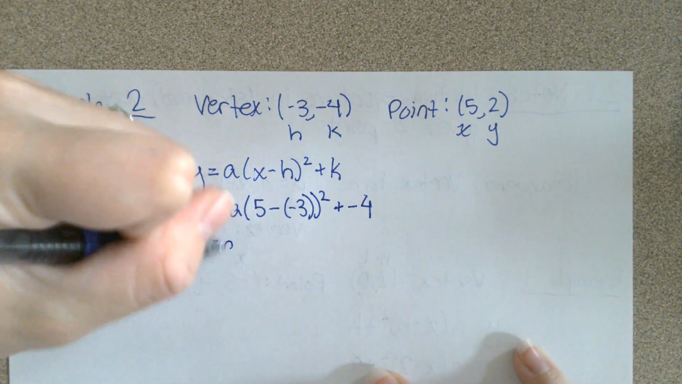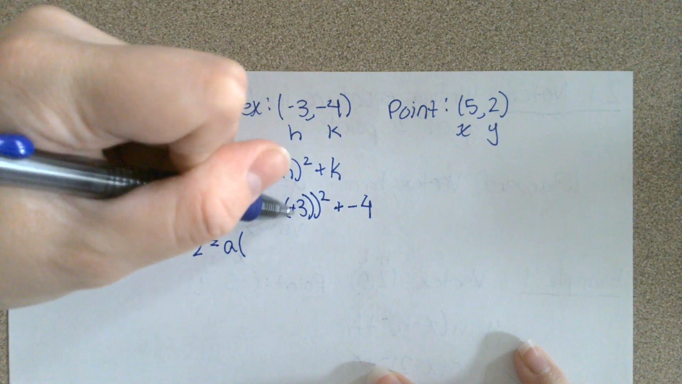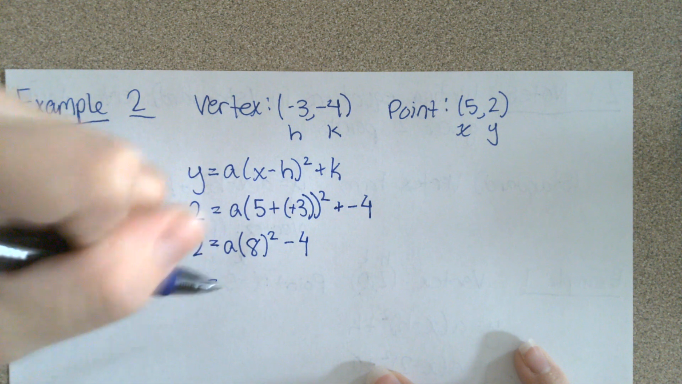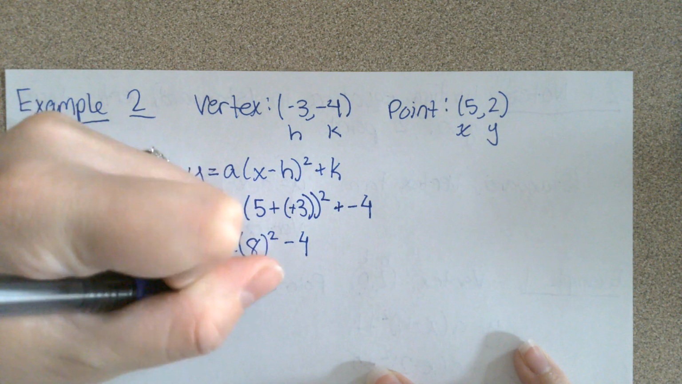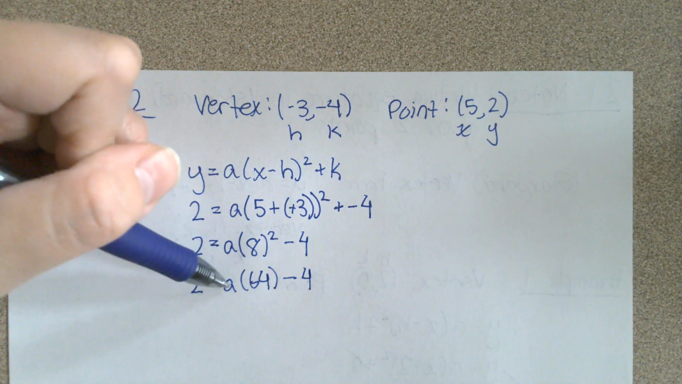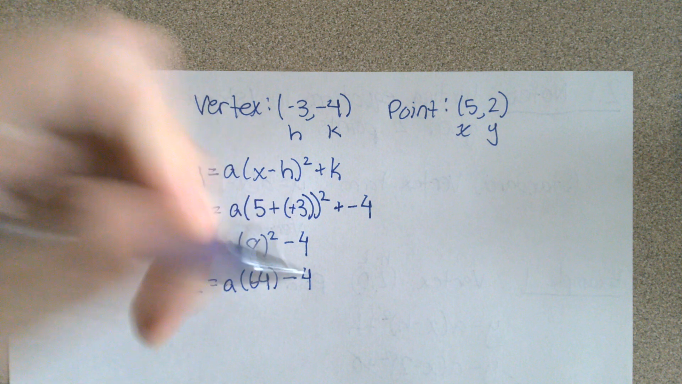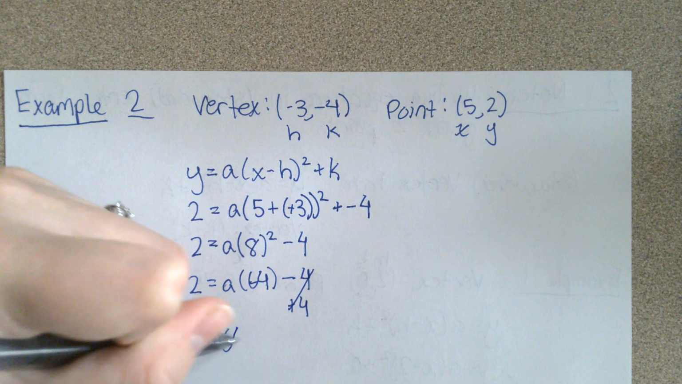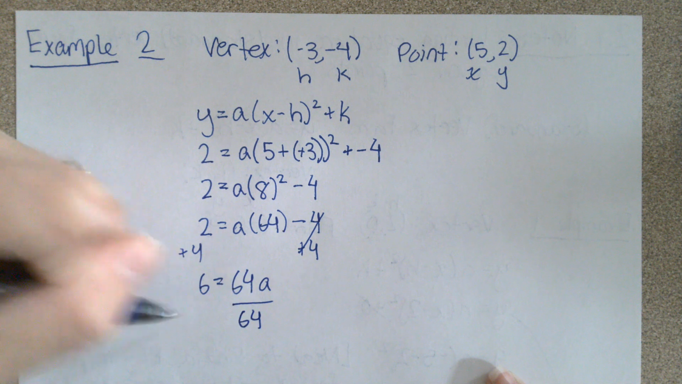Simplify this down. 5 minus -3, this becomes a plus. So this becomes 5 plus 3, which is 8 squared minus 4. 8 squared is 64. And then minus 4. Remember, this is multiplication. I really should have rewritten this as 64a if I was thinking ahead. So I can't actually subtract these. I'm going to add the 4 over here. 6 equals 64a. Last thing we need to do is divide off the 64 on both sides to get the a.